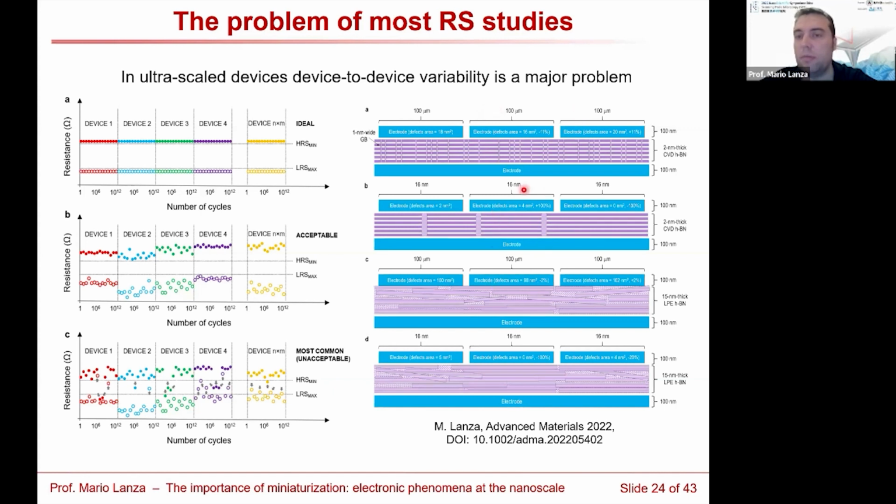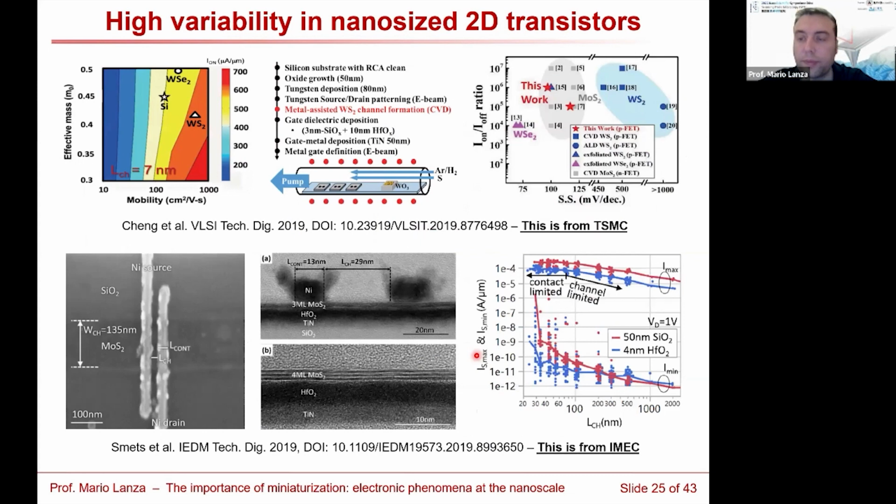This was for one material that has grain boundary. This is for a liquid phase exfoliated two-dimensional material. Here you see for the smaller devices, this has no defects and this has a lot of defects. So the change in the defect area is huge. So this is a big problem that affects the yield, the variability and the performance of the memristors. But in fact, this is applicable to other devices.